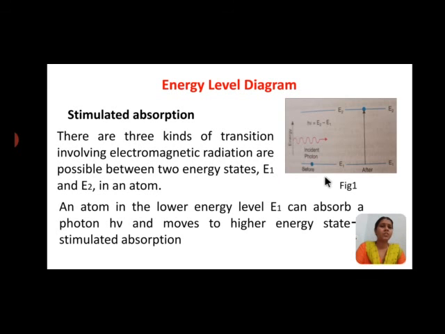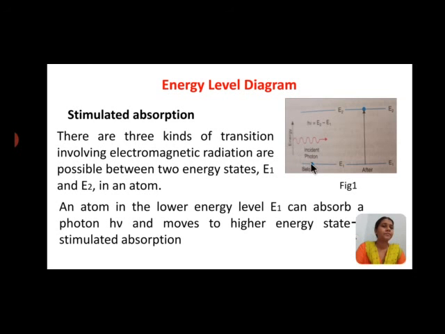Let us consider the atom. The atom is lying in the ground state here. E1 represents the energy level for the ground state, and E2 is the energy level for the higher energy state. In stimulated absorption, the atom will be in the ground state. Stimulated absorption: to whom do you have to stimulate? The atom. Absorption means the atom is going to absorb. The name itself indicates that you are stimulating the atom to absorb. What to absorb? The photon.